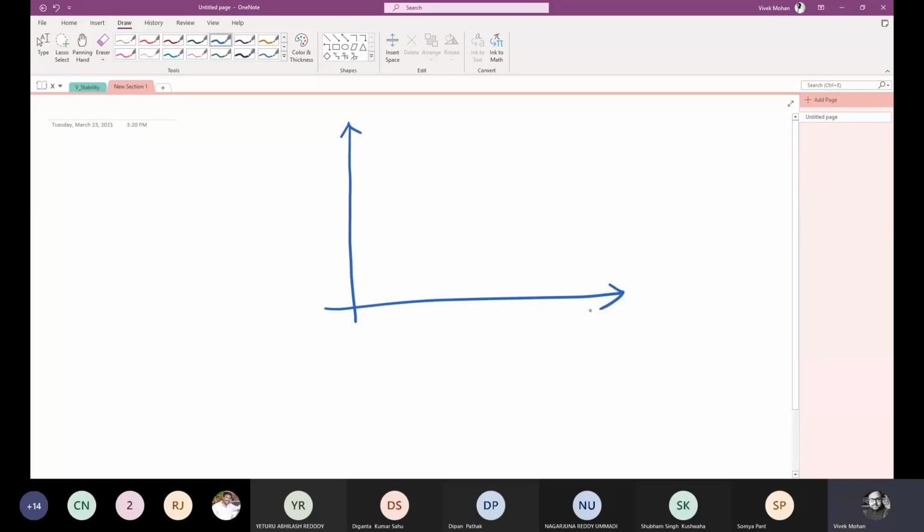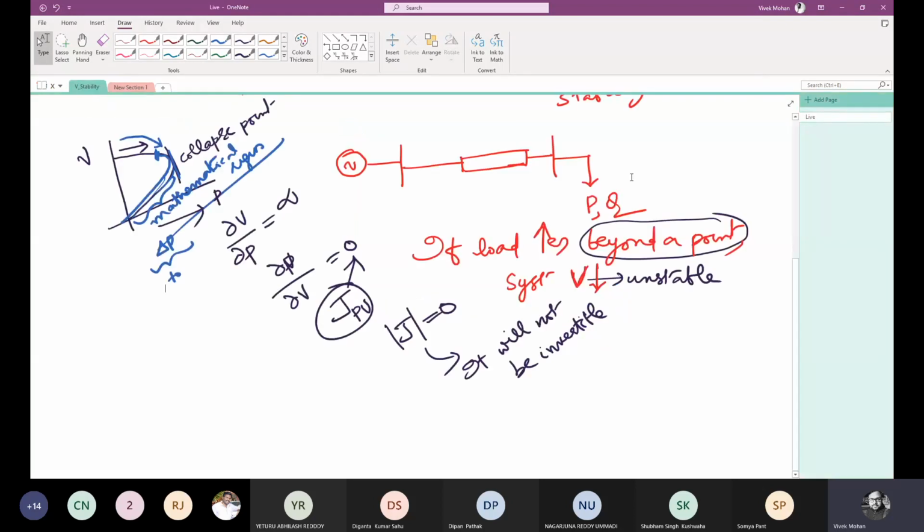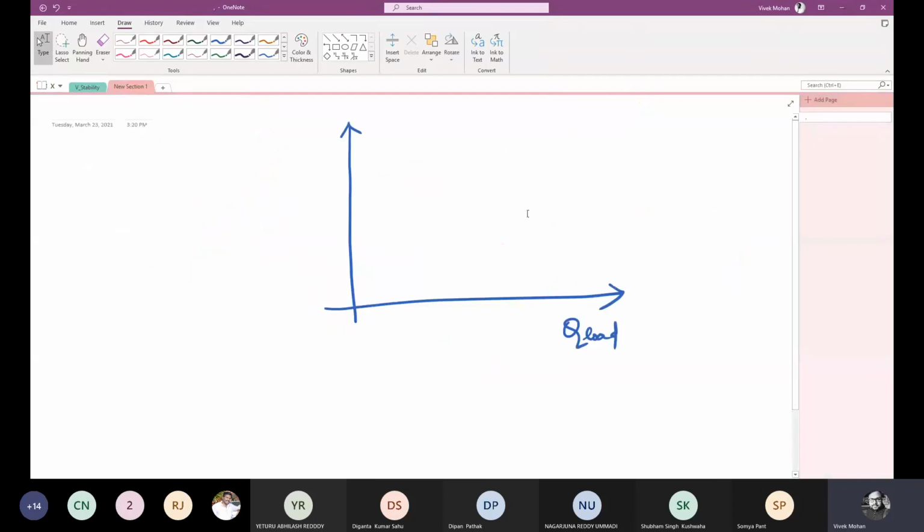Okay, so this is Q and I am representing this as Q load because I have already considered the radial power system where a PQ load was considered, right? So this is Q load and let it be in per unit and this be P load in per unit. Now I have several markings here.